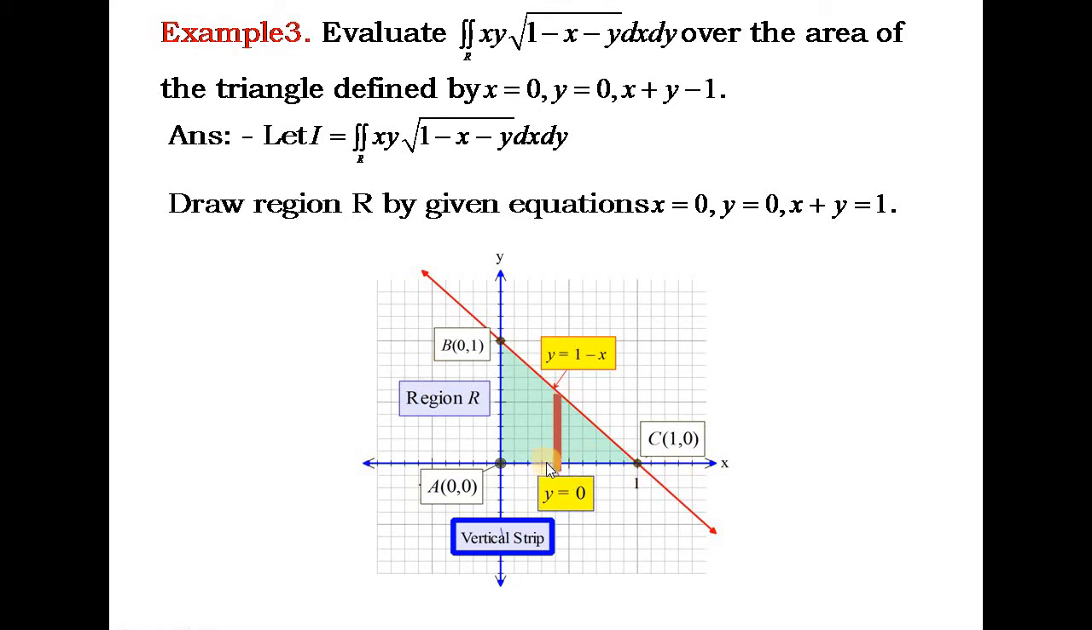I use a vertical strip here. The lower end is on the x axis, so y is 0. The upper end is on the straight line x plus y equal to 1, and from this line, y is 1 minus x, so 1 minus x is the upper limit. The strip moves from the y axis to this point. On the y axis x is 0, at C x is 1, so x limits are 0 to 1, and y limits are 0 to 1 minus x.